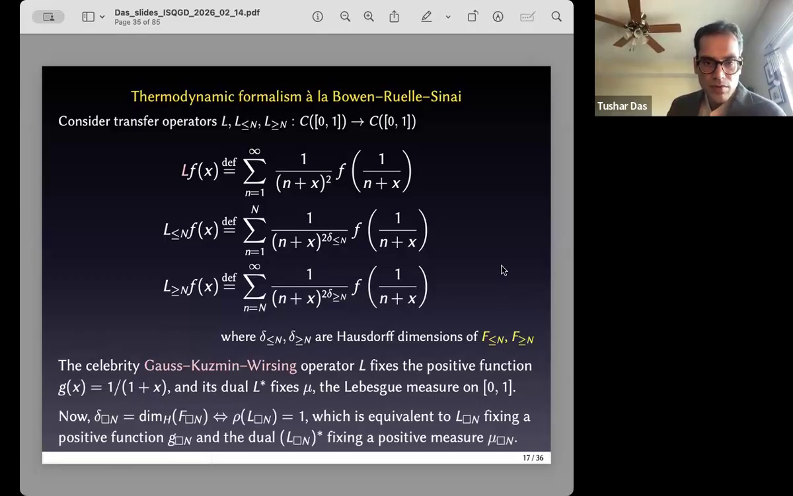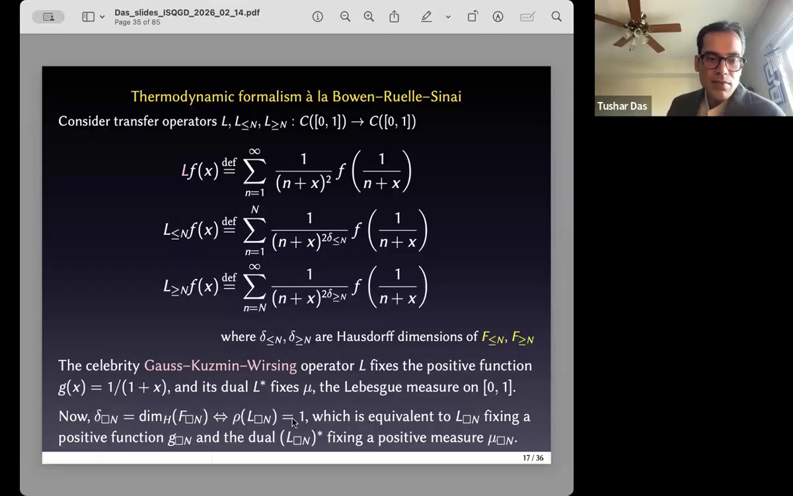Now, how does this relate to Hausdorff dimensions? How do we relate this to calculating the Hausdorff dimensions? Well, it's all encoded in these exponents. By the way, I hope this notation is not confusing: the empty box means you can put a less than or equal to or a greater than or equal to sign inside the box. So I'll just say it with less than or equal to n. Delta of less than or equal to n equaling the Hausdorff dimension of f less than or equal to n is equivalent to saying that the spectral radius of this L less than or equal to n operator is equal to 1.